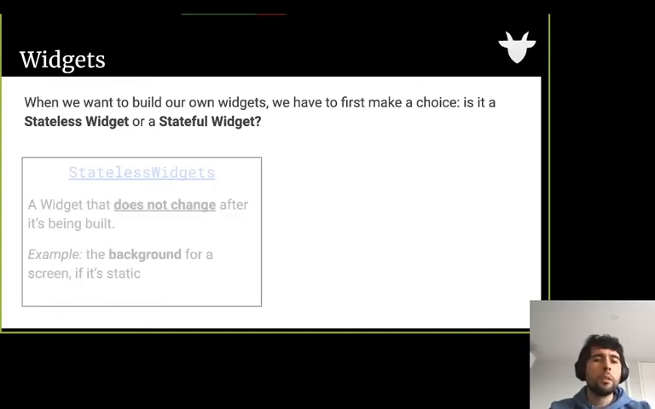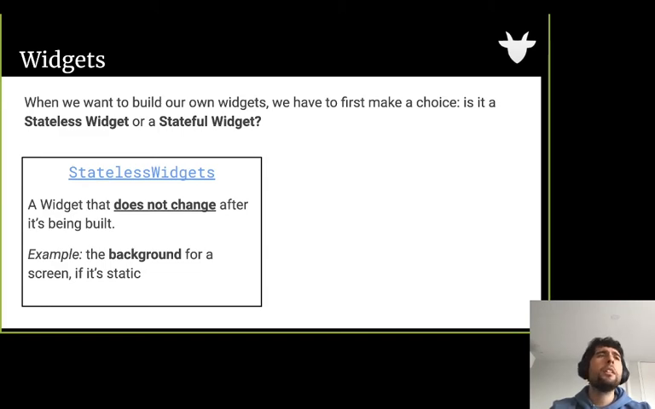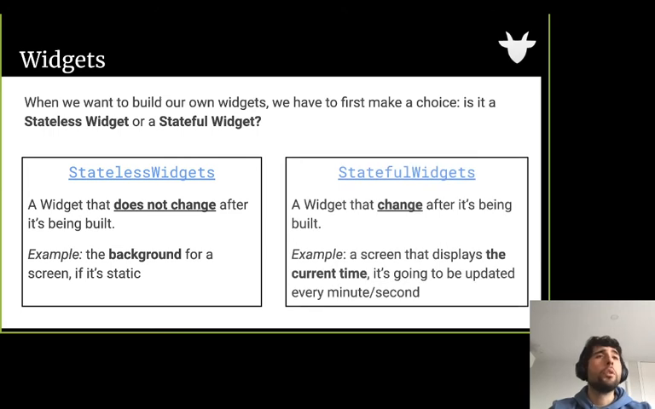What is the difference? Well, if we are creating a UI element that will not change over time, think of it as a background or something that is static, then we will say that it's a stateless widget. But if we have something that is going to change over time, for example, you are displaying the time on the screen and it's going to change every minute or every second, we will say that it's a stateful widget.